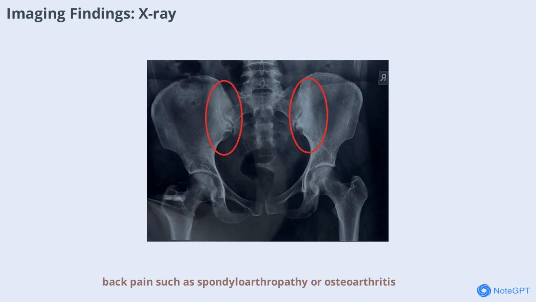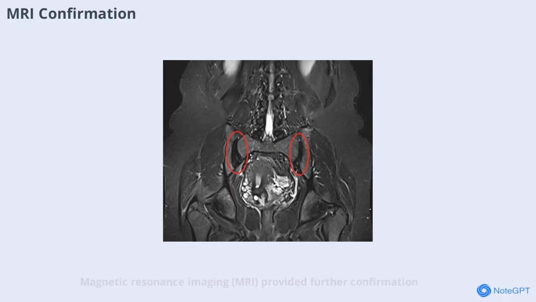Magnetic resonance imaging, MRI, provided further confirmation, showing focal sclerosis on the iliac aspect of both sacroiliac joints. Additionally, there was evidence of a posterocentral annular tear with a diffuse disc bulge, but no nerve root impingement. MRI is especially useful in differentiating OCI from other inflammatory or degenerative conditions, as it can reveal subtle changes in bone structure and rule out other pathologies. This imaging step is crucial when clinical suspicion remains after initial X-rays.